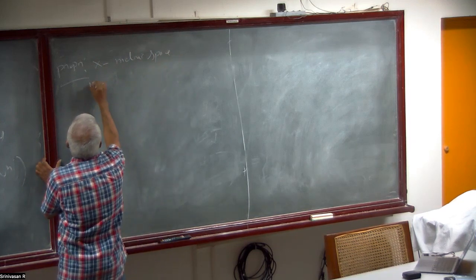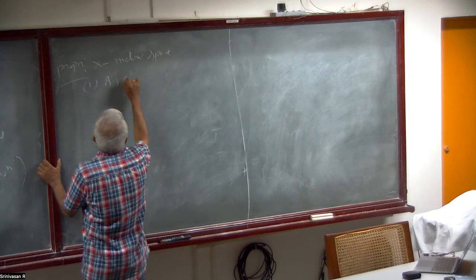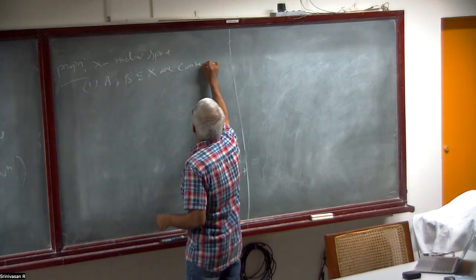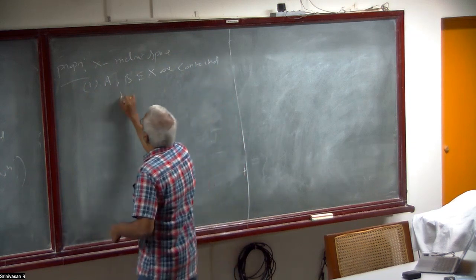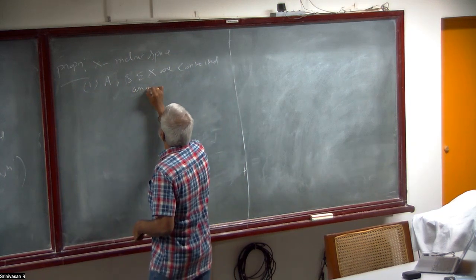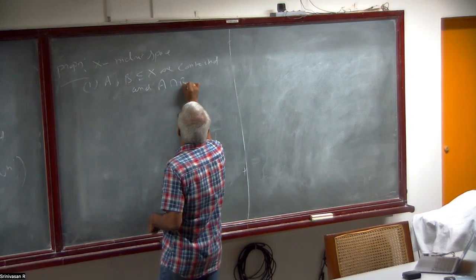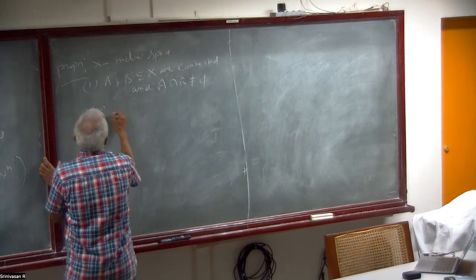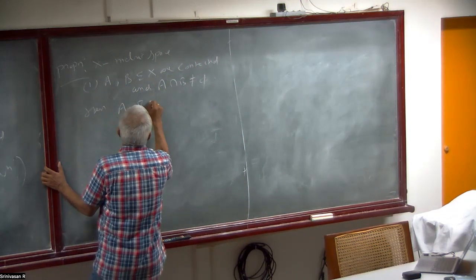If A and B contained in X are connected, and they are intersecting, that is A intersection B is non-empty, then A union B is also connected. If it is empty, we cannot say.